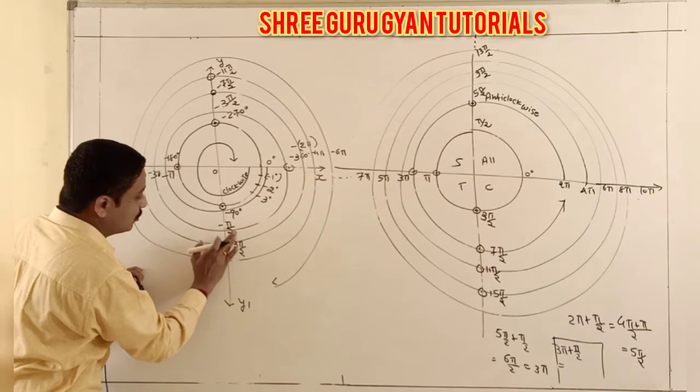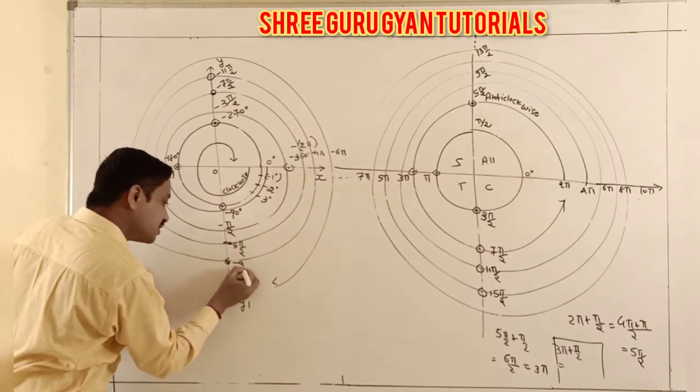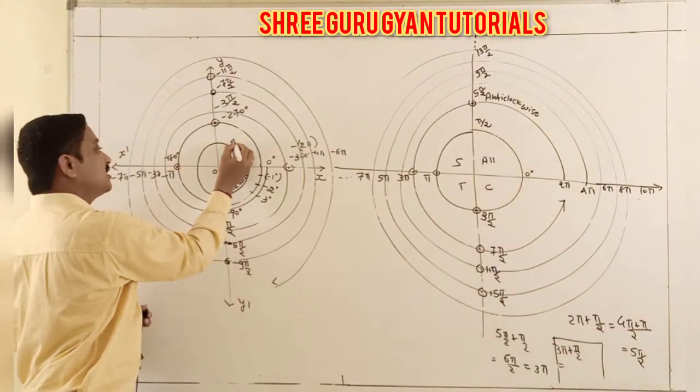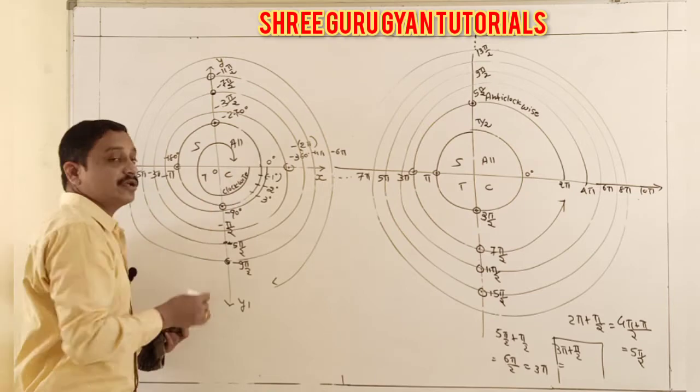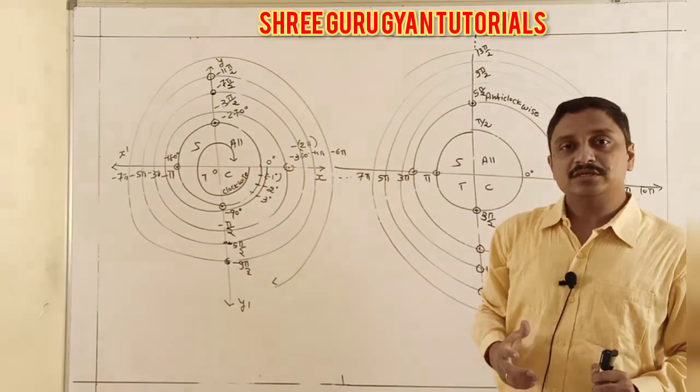Here also, sorry, minus pi by 2. Next, minus 5 pi by 2. Next, minus 9 pi by 2. Same, moving ahead. And here also the meaning is the same: the All Sin Tan Cos structure is the same, applied quadrant-wise.